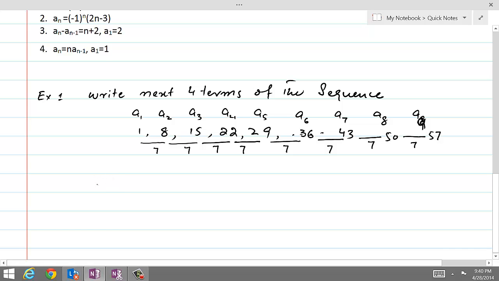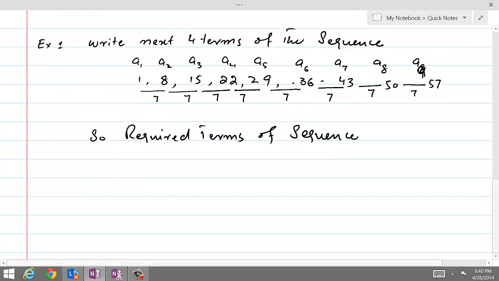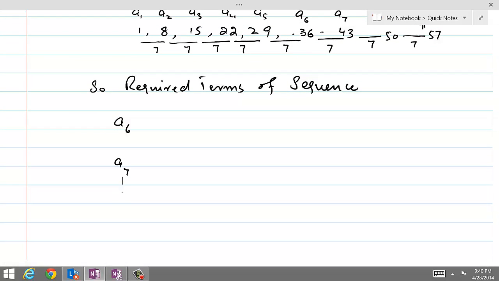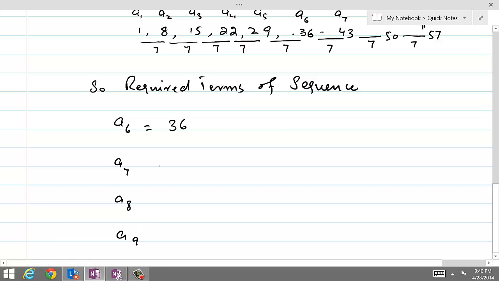So the required terms of the sequence are A6, A7, A8 and A9. And A6 is 36, A7 is 43, A8 is 50, and A9 is 57.